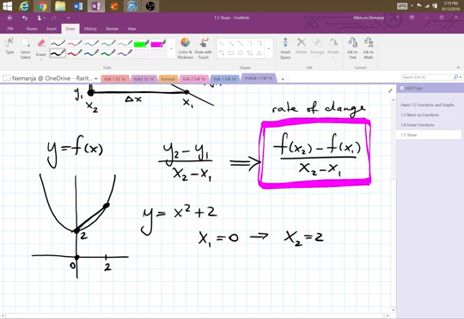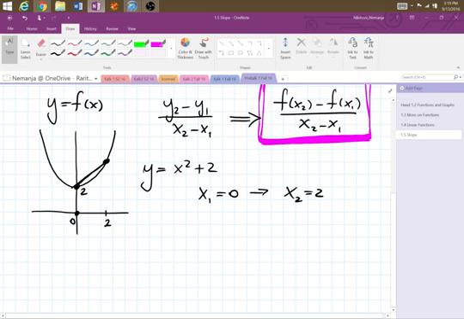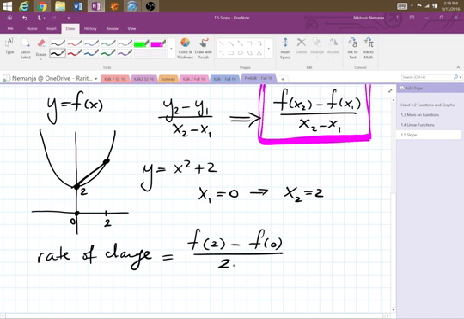Well, I can compute the y values quickly. So the rate of change is going to be equal to f of 2 minus f of 0 divided by 2 minus 0.